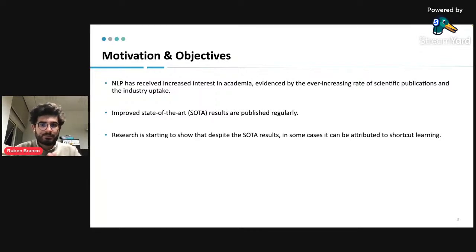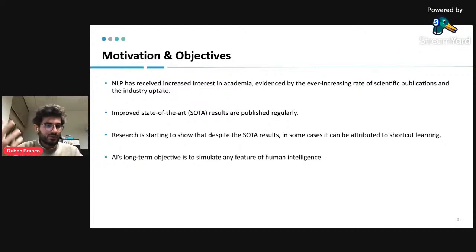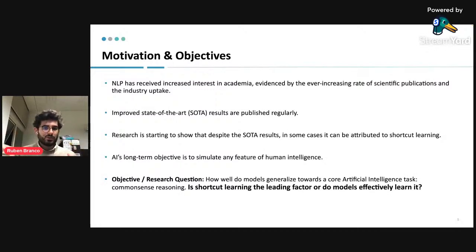Research, however, is starting to show that despite these state-of-the-art results, in some cases they can be attributed to shortcut learning. And AI's long-term objective, which was laid out in the famous Dartmouth workshop in 1956, if I'm not mistaken, is to simulate any feature of human intelligence, right? So the research question becomes: how well do models generalize towards a core artificial intelligence task, which is common sense reasoning? This common sense reasoning is naturally a very human capability. It becomes a good test of our cognitive abilities and our features of human intelligence. So is shortcut learning the leading factor for this, or do models effectively learn to do common sense reasoning, meaning they have good cognitive abilities?